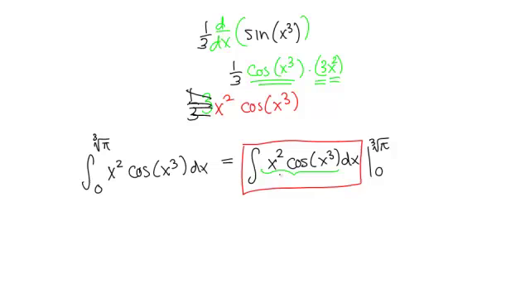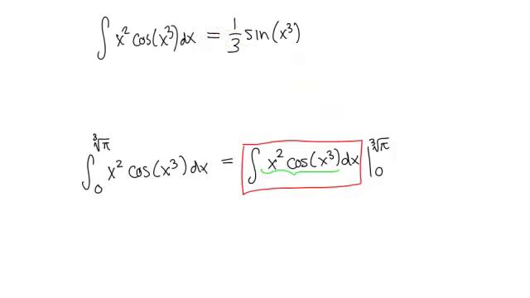So we've just concluded that an antiderivative of x squared cosine of x cubed dx is equal to 1/3 sine of x cubed plus an integration constant. And now that we have one of those, we can evaluate it from 0 to the cube root of pi in order to work out this definite integral.